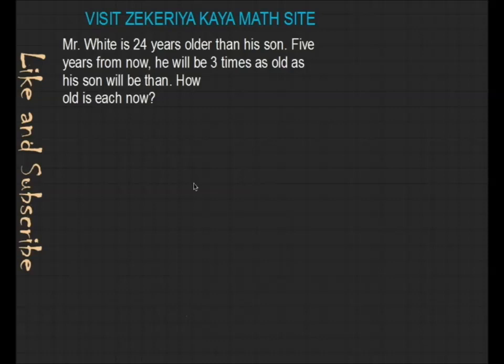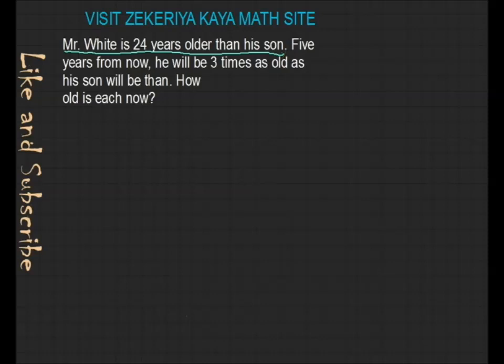So, how can we solve this question? Remember that firstly, in the first one, let's start with explanation of how to solve it. For the second one, you may try it for yourself. There are two important sentences. This is the first one: Mr. White is 24 years older than his son. This is the first sentence which gives us an idea or a connection between these ages.